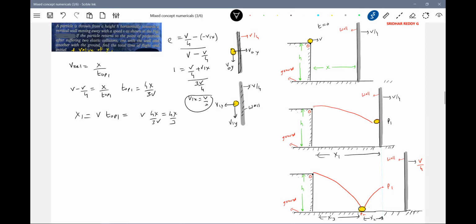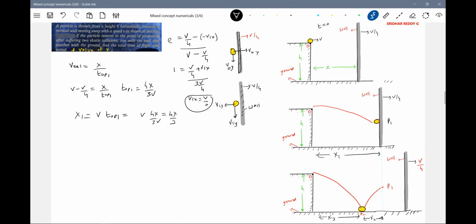I think almost the problem is over. What is x1? x1 equals x2 plus x3. Is it needed? We'll also see. Is it that all these calculations are needed, sir? Why are you doing all this? Now, what is the total time of flight?